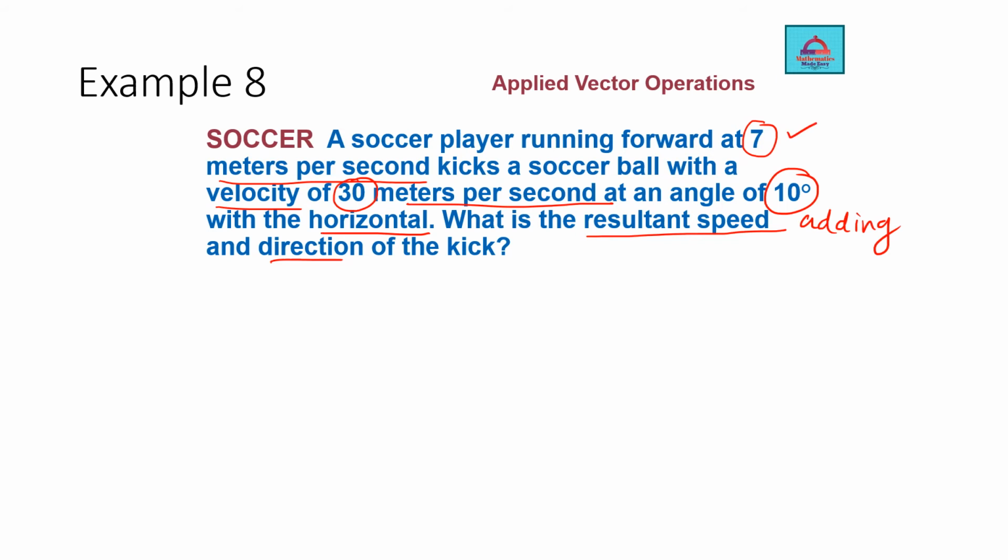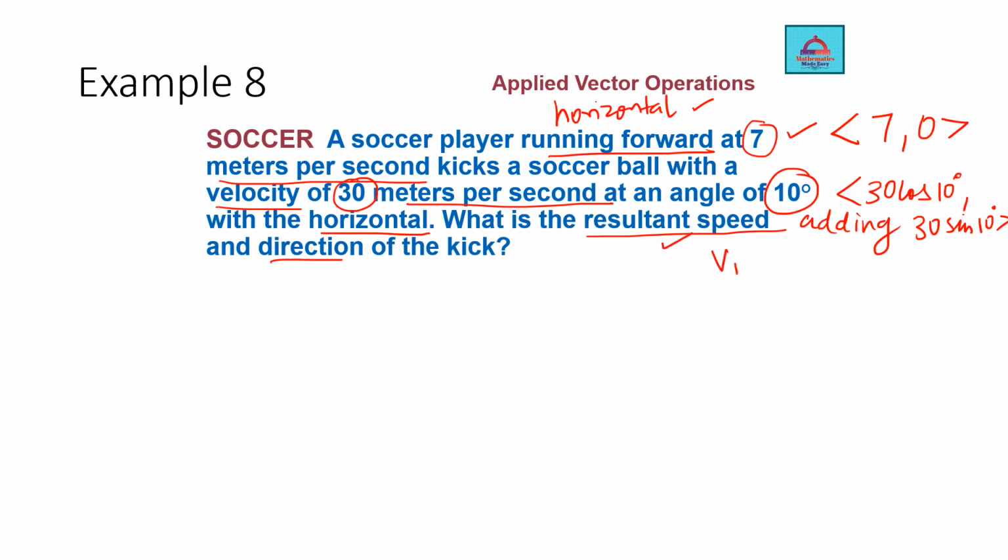One is having 7 meters per second, but it is running forward, meaning it is only in the horizontal direction. So there's no vertical component. If you want to write it in component form, it will be just 7 with 0, because you are just running forward along the horizontal. There's nothing on the vertical component. The second vector which is given is velocity, 30 meters per second. That's the magnitude. Direction is 10 degrees. So you can write 30 cos 10 degrees, 30 sine 10 degrees as the component. So two vectors, you need to find the resultant: v1 plus v2. That's a fair enough idea of the question.